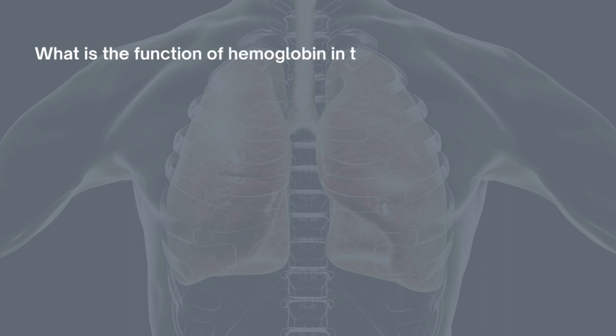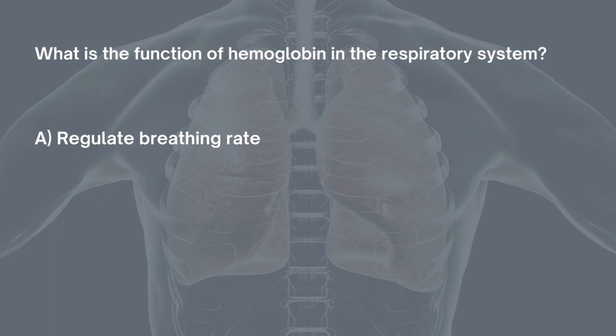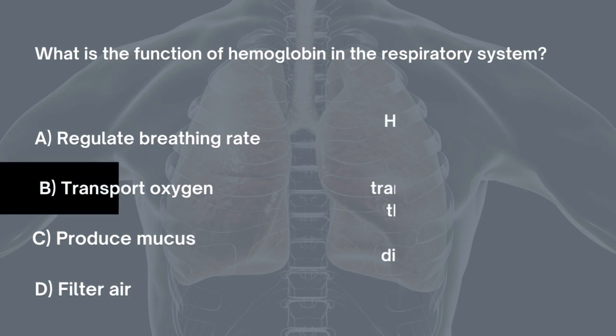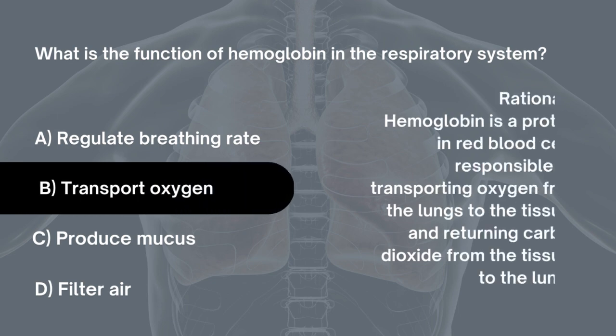What is the function of hemoglobin in the respiratory system? A. Regulate breathing rate. B. Transport oxygen. C. Produce mucus. D. Filter air. Rationale. Hemoglobin is a protein in red blood cells responsible for transporting oxygen from the lungs to the tissues and returning carbon dioxide from the tissues to the lungs.